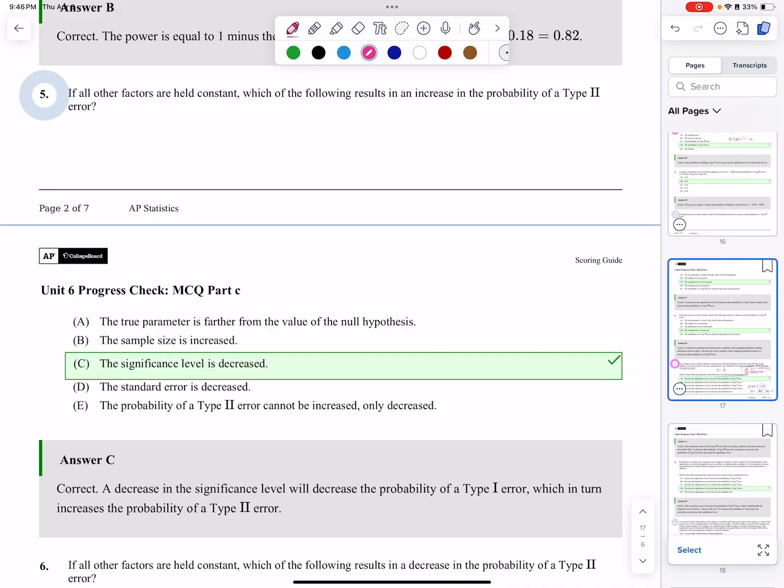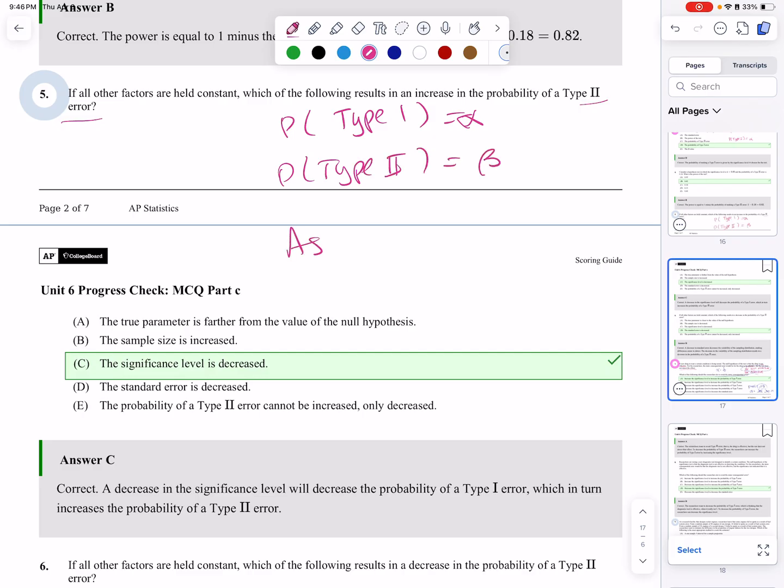If all other factors are held constant, which of the following results in an increase in the probability of a type 2 error? Okay, type 2 error, let me show you. The probability of type 1 is alpha. The probability of type 2 is beta. As power increases, beta decreases. So as alpha goes up, beta goes down, and of course power goes up.